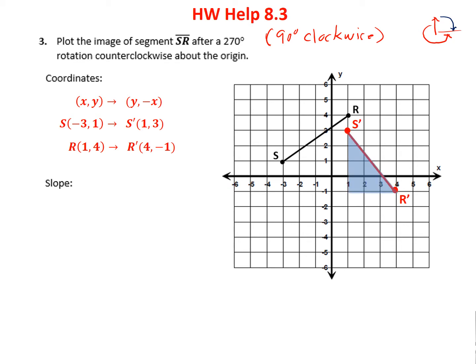Notice again, the slope is down 4 over 3, which makes it exactly perpendicular to SR, which was 3 over 4. So these two lines are actually perpendicular.